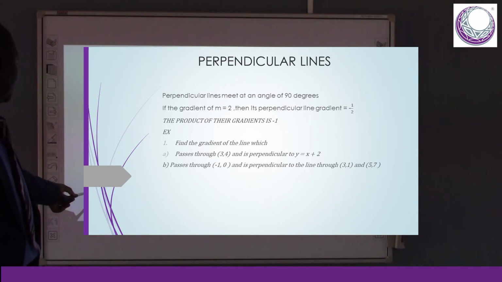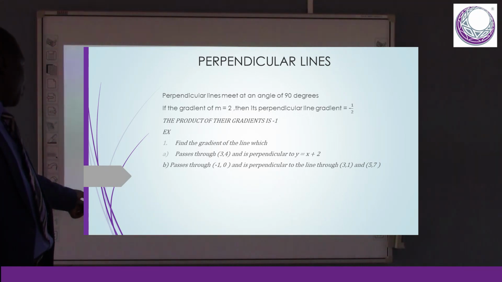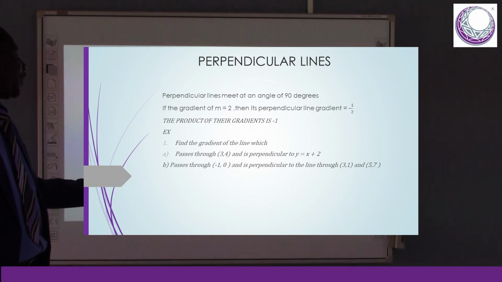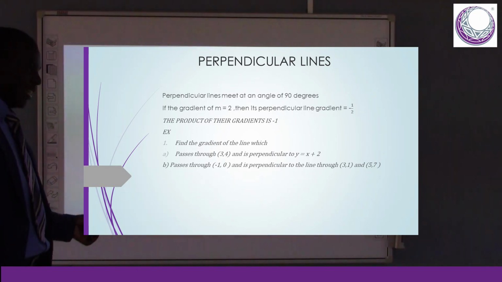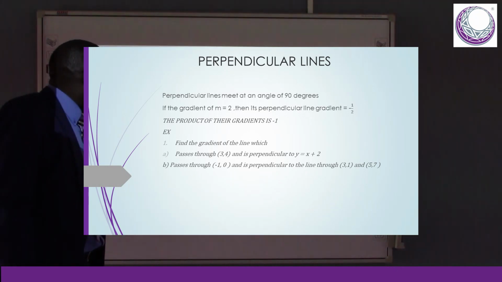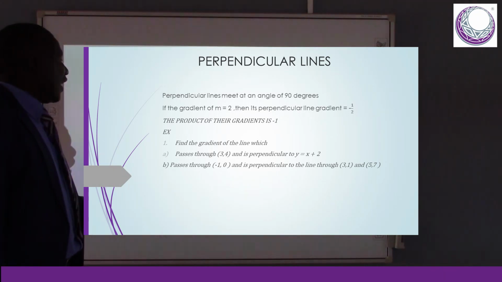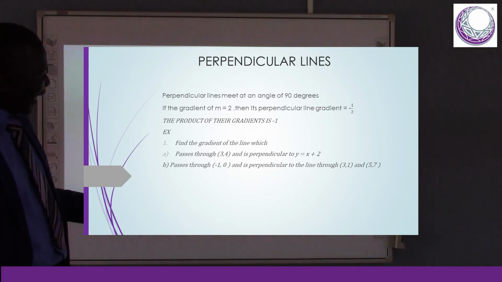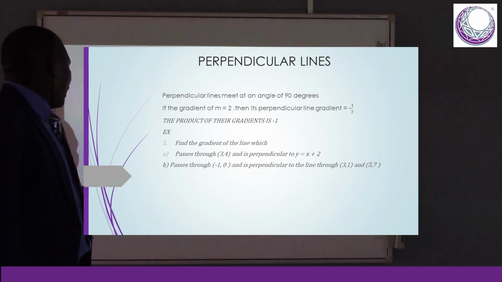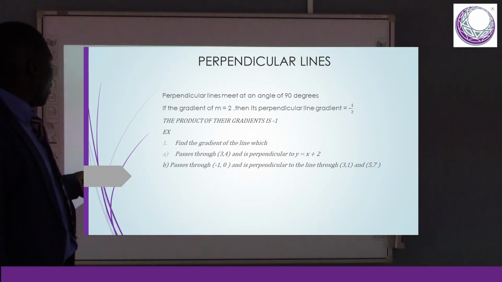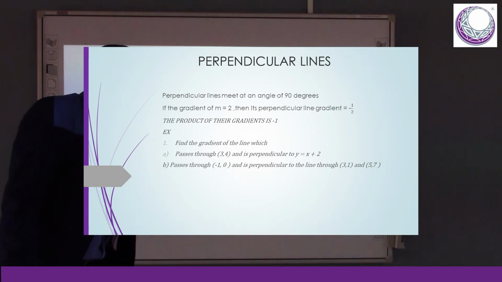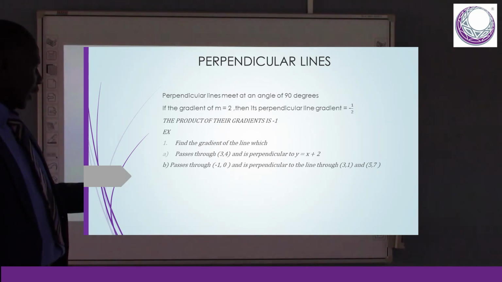Right, and then number 2, find the gradient of the line which passes through minus 1, 0 and is perpendicular to the line through 3, 1 and 5, 7. So what we simply need to do is to find the gradient of these particular 2 points and then find its perpendicular gradient, which, if you multiply those two, is going to give you minus 1. So the product of the gradients of perpendicular lines should be minus 1, right?